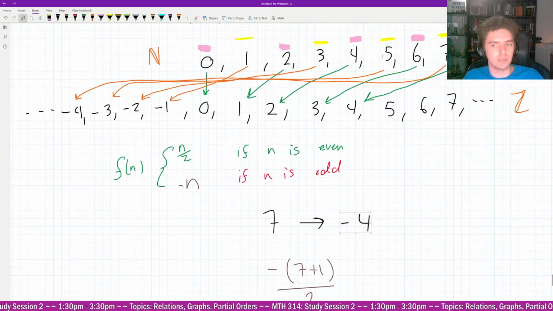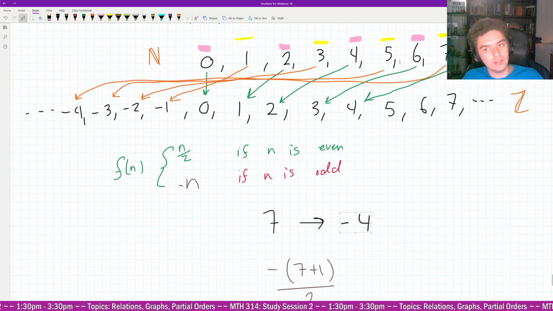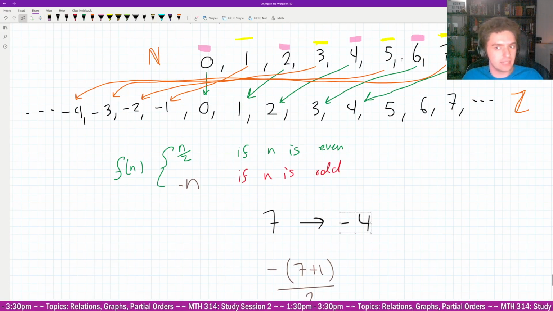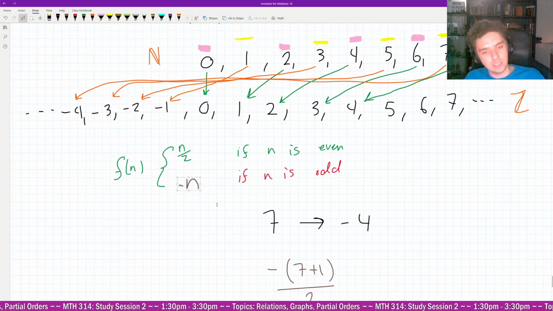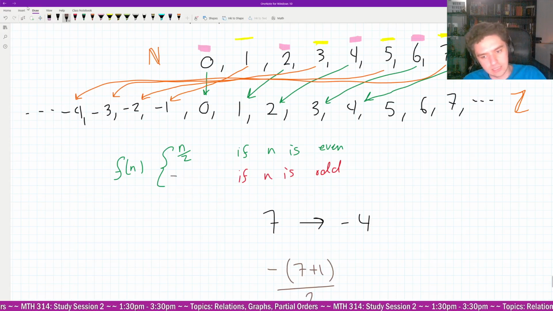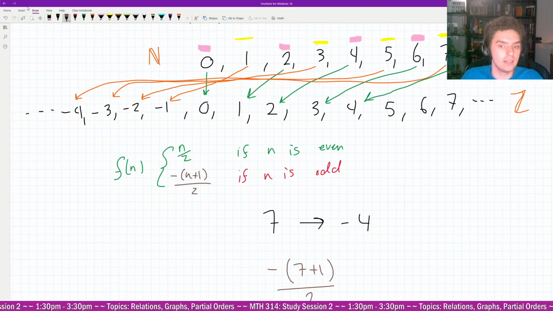And let's see if that works for all of them. 5 plus 1 is 6. Make that negative, -6. Divide by 2 is -3. 5 to -3. And so that's what it is. That's the relation. It's -(n plus 1) over 2, if n is odd.